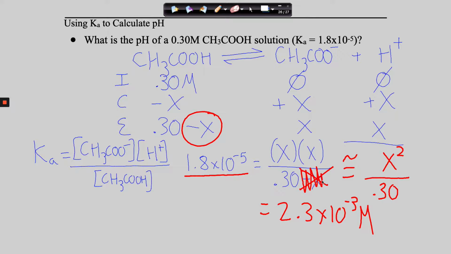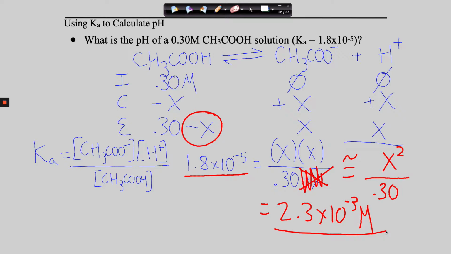So guys, because the Ka is small, we know this ain't going to break apart very much, and so we can ditch the minus x. At that point, this is gone. To solve it, we just cross multiply and then take the square root, and we get this. But guys, we're not done, right? What's the question say? What's the pH?